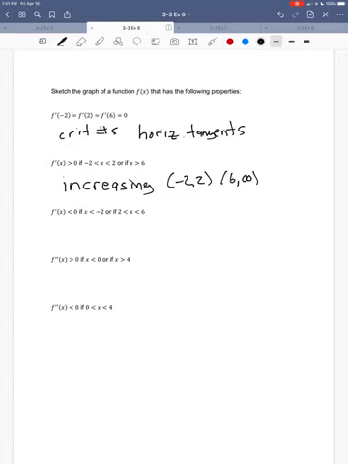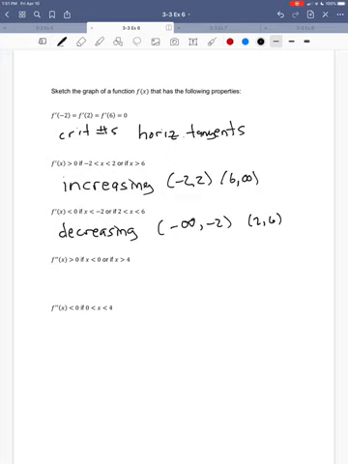The next piece of information is the opposite. It says the derivative is less than 0. So that's going to be where the function is decreasing. So if x is less than -2, so from -infinity to -2, and then from 2 to 6.